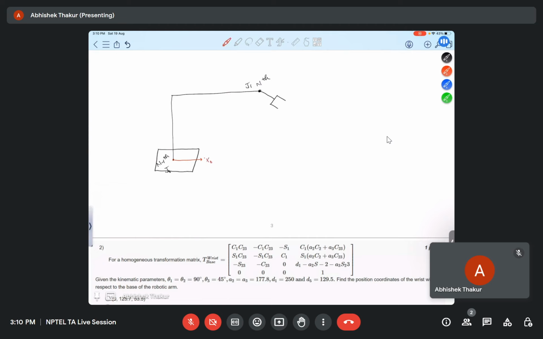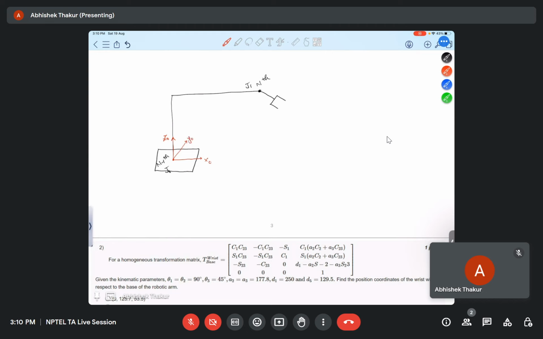First we'll take z axis. Z axis is along the axis of the joints, that is z naught. X naught will be perpendicular to z naught. So you can take in this, you can take in any another direction also, but we are taking in this. Now, through the right hand coordinate rule, this will be our y naught. Okay.